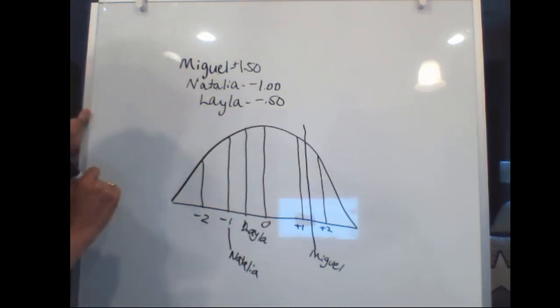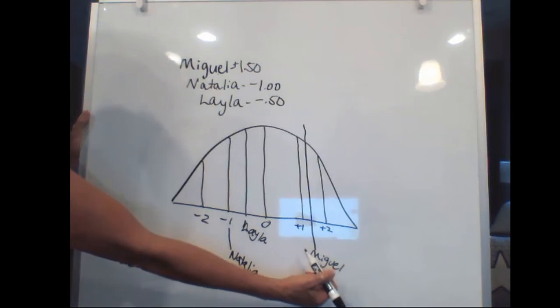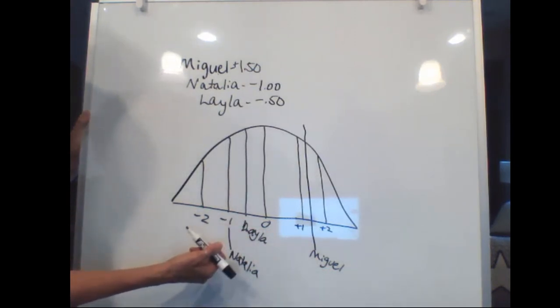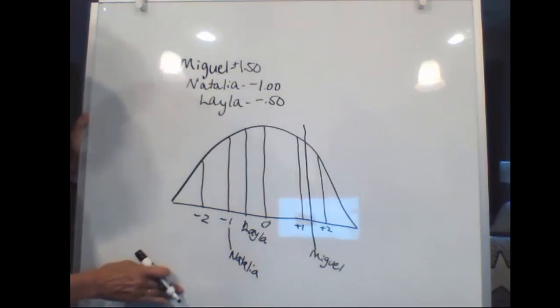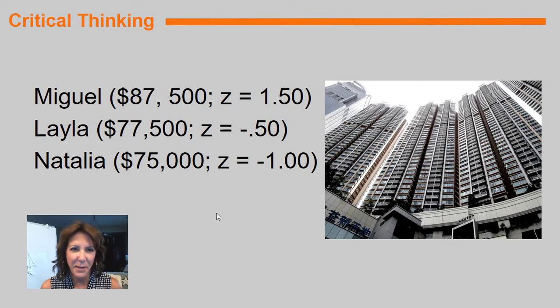All right, let's take a look at how they stacked up. Miguel is obviously higher in the distribution, has the higher salary, followed by Layla and then Natalia. This is how they compare to one another in terms of their salary. And here's just a reminder of how they stacked up in order, with a z-score of 1.50 being highest, -0.5 being next, and -1 being the lowest. I hope this helps you to visualize z-scores and how they can be graphically represented on a distribution. In the next video, we're leaving the individual score piece, and we're talking about standardizing a whole distribution.